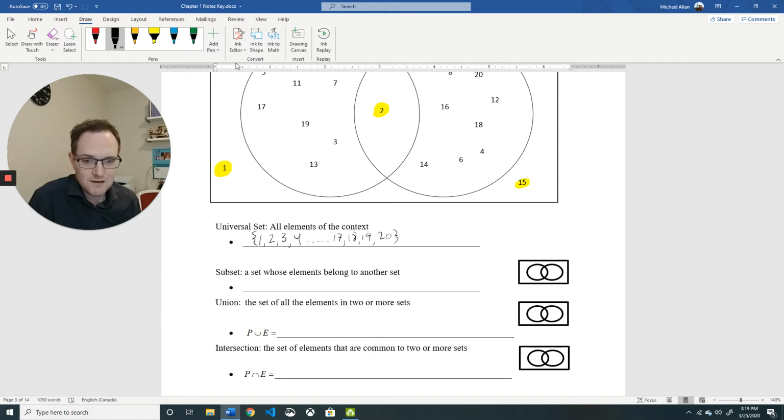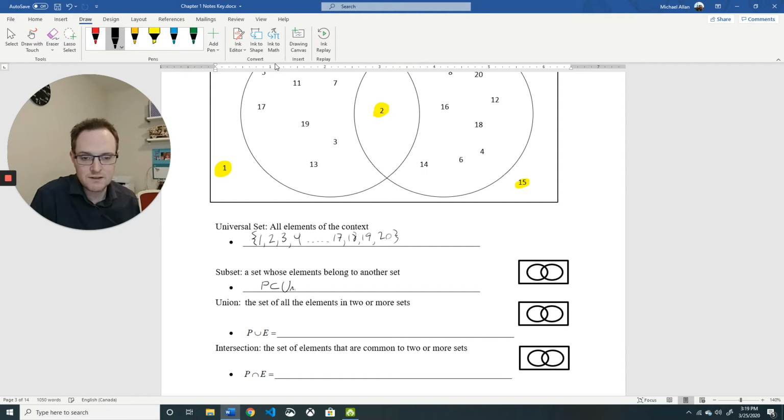So a subset is a set of numbers that belong to another set. In this case, we have a couple of subsets here. Like this is my universal set, and you can see that the prime circle is completely within that universal set. So I could say that the prime circle is a subset of the universal set.